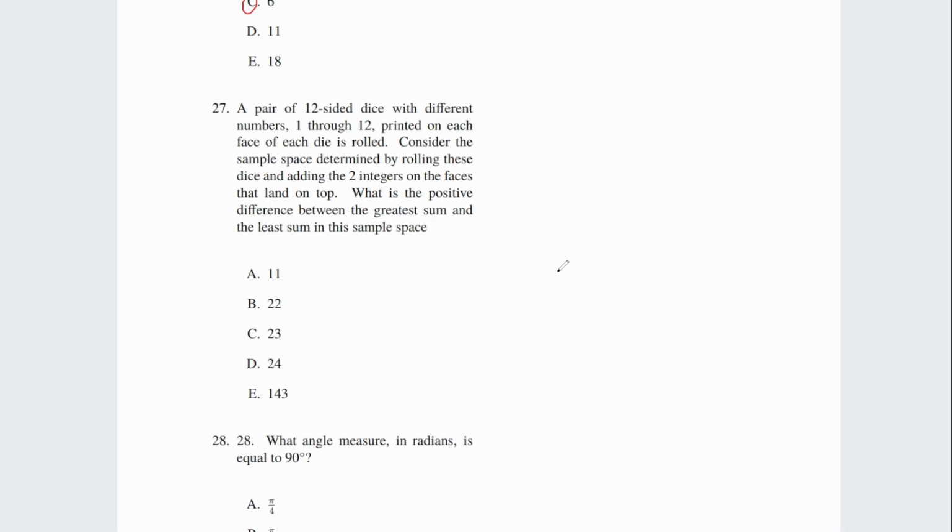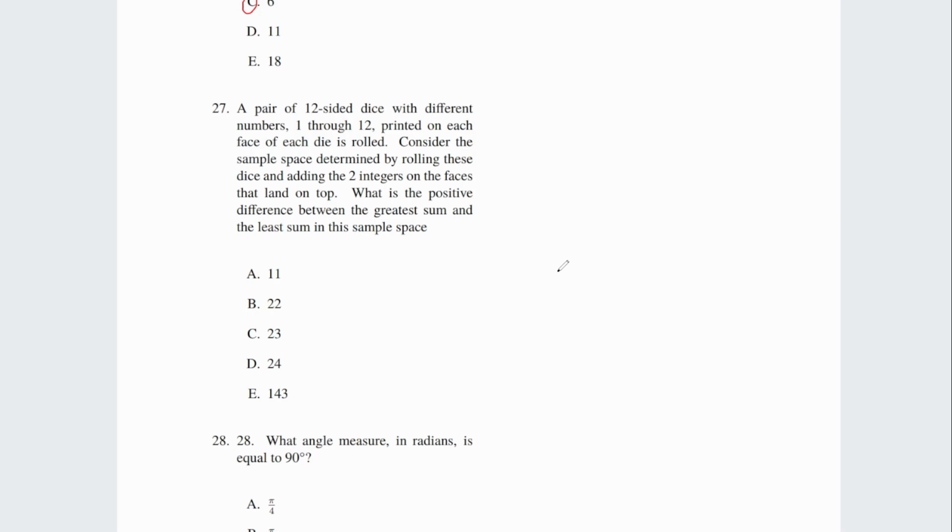A pair of 12-sided dice with different numbers, 1 through 12, printed on each face of each die is rolled. Consider the sample space determined by rolling these dice and adding the 2 integers on the faces that land on top. What is the positive difference between the greatest sum and the least sum in this sample space?